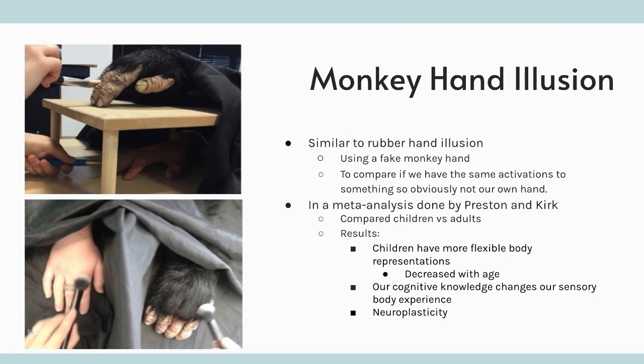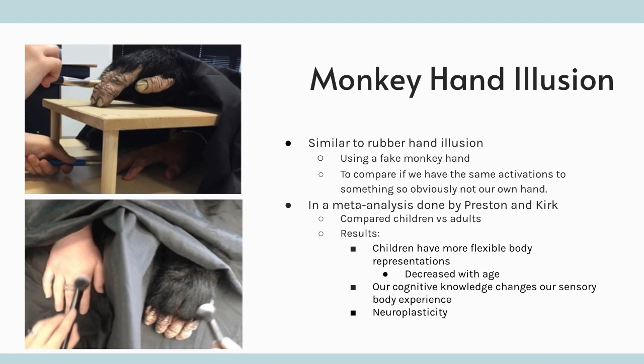In a meta-analysis done by Preston and Kirk, the first experiment they talked about compared children versus adults doing different tasks with the monkey hand and the rubber hand illusion. The results showed that children have more flexible body representations and it decreases with age. Additionally, it showed that our cognitive knowledge changes our sensory body experiences.